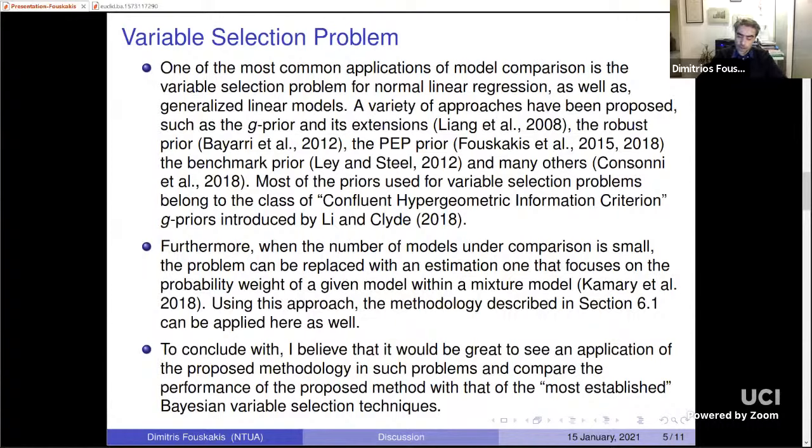Furthermore, I remember a paper, I think it's still on arXiv, by Kamary, Mengersen, Robert, and Rousseau back in 2018, that faced the variable selection problem as an estimation problem for mixture models. So the authors have done a case study and application of mixture models, so probably they can use this idea in order to also see some results on variable selection as well.